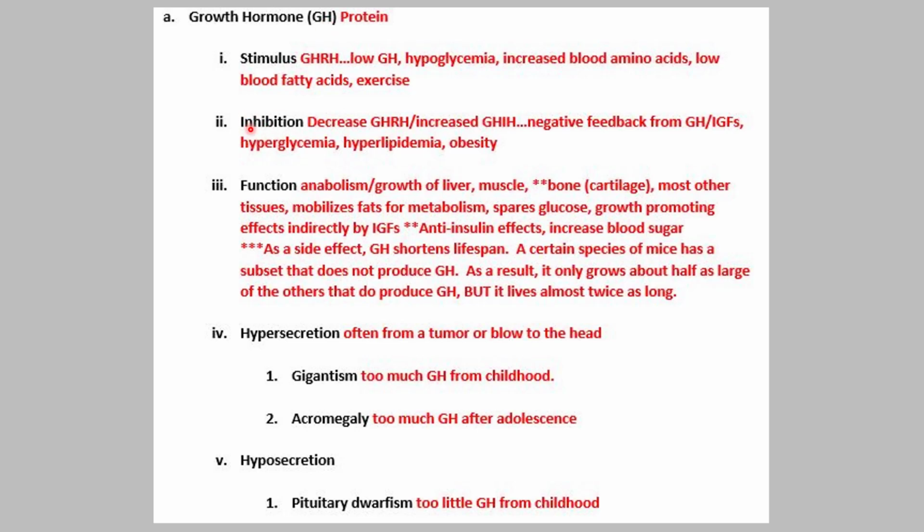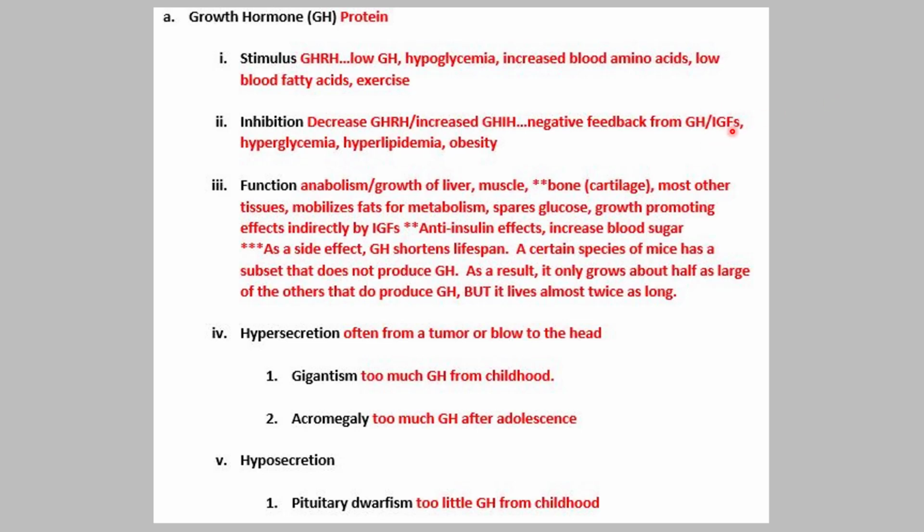Growth hormone is inhibited by a combination of the decrease in growth hormone releasing hormone and an increase in growth hormone inhibiting hormone. So as GHRH goes down and GHIH goes up, we stop releasing growth hormone. But what causes a drop in GHRH and a rise in GHIH? Well, first, negative feedback from growth hormone. If GH goes up, GHRH goes down and GHIH goes up.